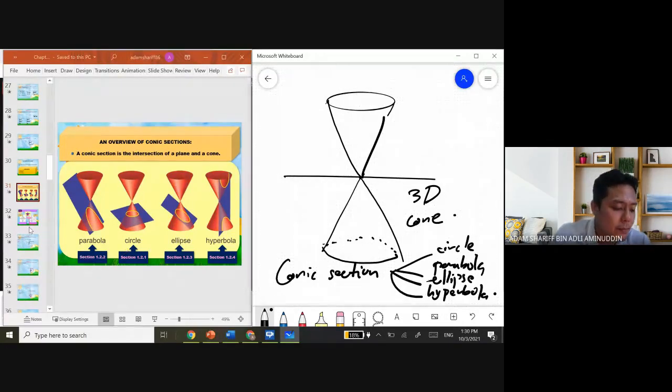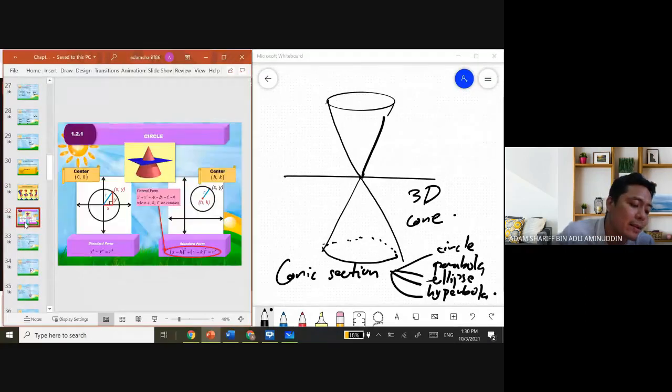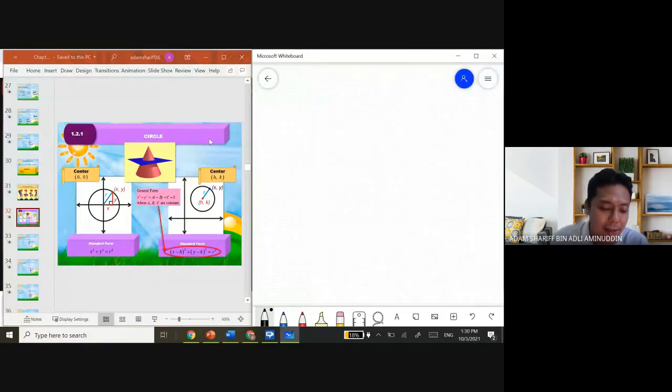Okay. We start with the fundamental one, circle. Semua tahu circle. Circle is a very famous shape. Setiap hari kita nampak circle. The clock is a circle. Perut saya circle, bulat. Mata tak bulat, mata is ellipse. Many things can be represented by a conic section punya shape. And circle is one of the most famous ones.